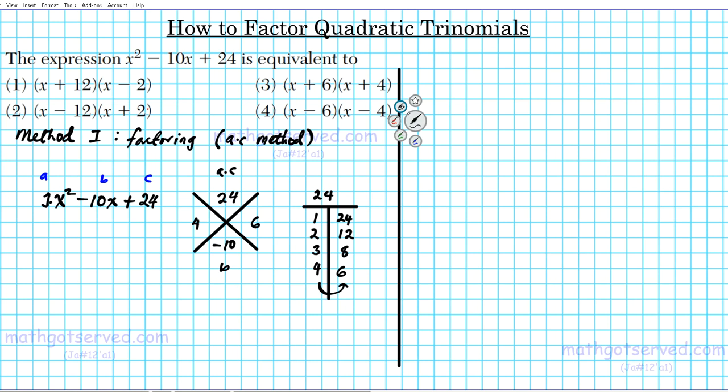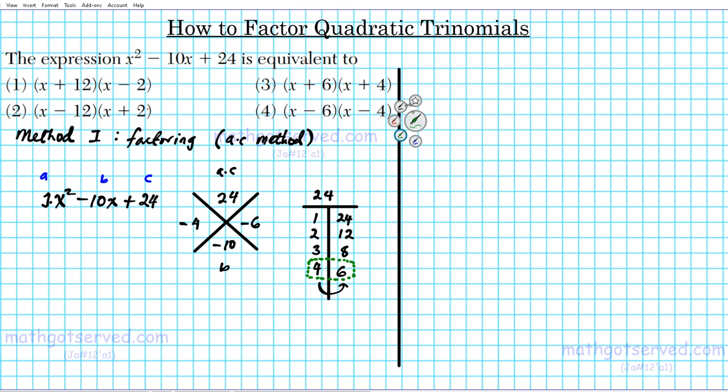What if we make both of them negative? When you multiply, you get positive 24. Excellent. When you add, you get negative 10. Beautiful. This is the pair that we're looking for. Okay, so just look out for traps when you're working on factorization of quadratic trinomials.